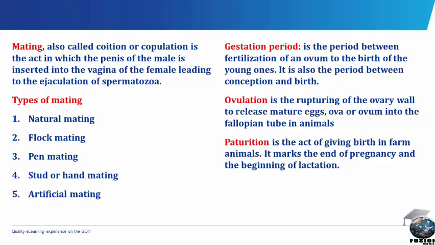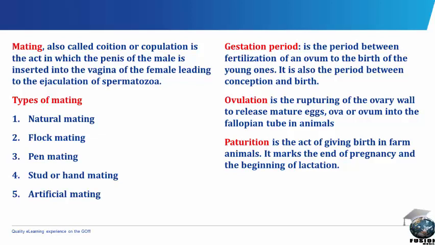Ovulation is the rupturing of the ovary wall to release mature eggs, ova or ovum, into the fallopian tube in animals. It is under the control of pituitary gland hormones, that is the luteinizing hormones. It occurs in between or midway of the oestrous cycle. It occurs when the female animals are not on heat or show desire to be mated.